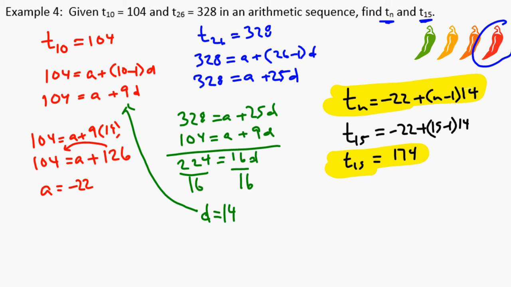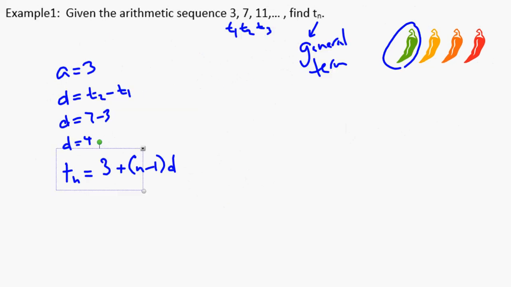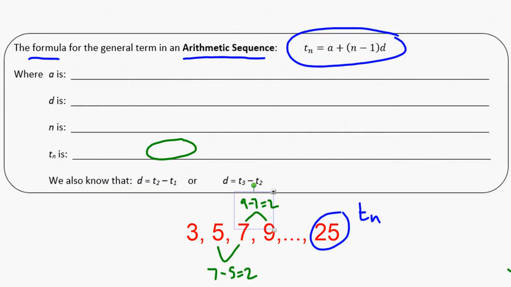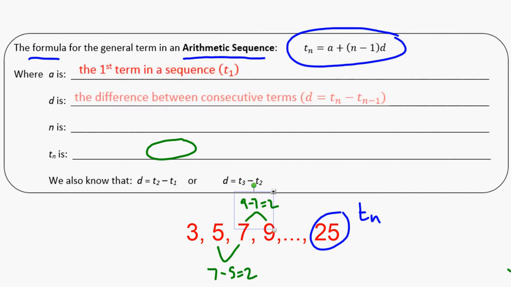All right. So, a few notes about this. Going back to, I believe, this slide here, I just want to make a few things clear. So A is the first term, D is the difference between consecutive terms, N is the number of terms in a sequence, Tn is the nth term or last term.